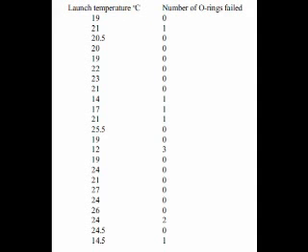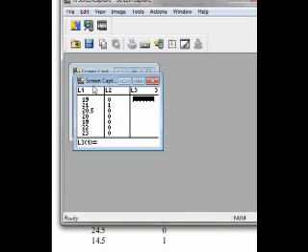And as you see, we have our data in place, and I've gone ahead and input that into the calculator just out of convenience. So we've got our list 1 containing the temperature data, and list 2 the corresponding number of O-rings that failed for that particular launch.